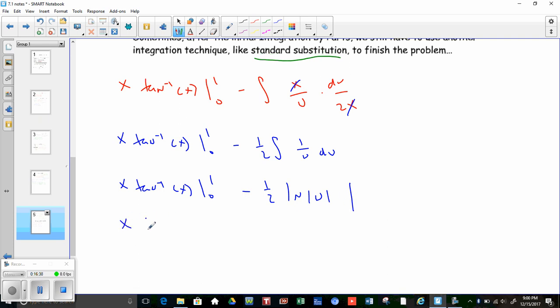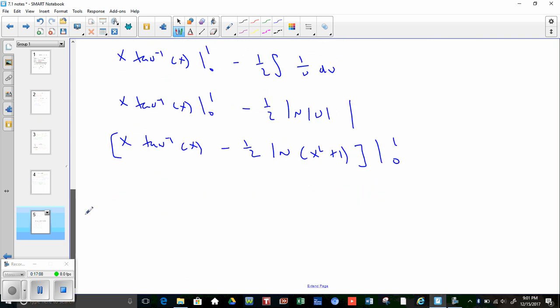That way my whole thing is going to go from 0 to 1. So I get x inverse tangent of x minus 1/2 the natural log. The original u was x squared plus 1. You can put it in absolute value, but you don't need to because x squared plus 1 can never be 0 or negative, so that's okay. If you put the absolute value, it's not wrong. And that whole thing is going to be evaluated from 0 to 1 since I went back to terms of x. So now it just becomes evaluating this thing.